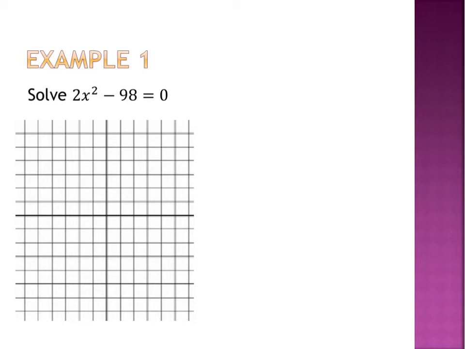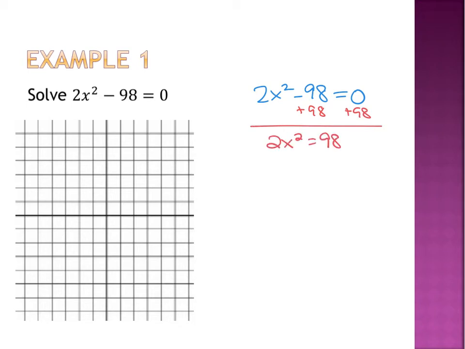So for example 1, we're going to solve our problem to find our x-intercepts. To do that, I'm going to take my 2x squared, subtract 98, and set it equal to 0. So this kind of starts out just like your standard algebra equation. I need to get my x terms by themselves, so I'm going to add 98 to both sides. This is going to give me 2x squared equals 98. Then I'm going to divide both sides by 2, and I'm left with x squared equals 49.